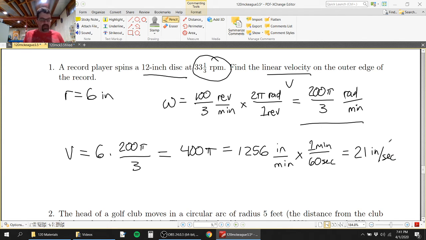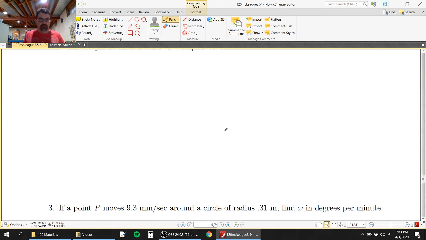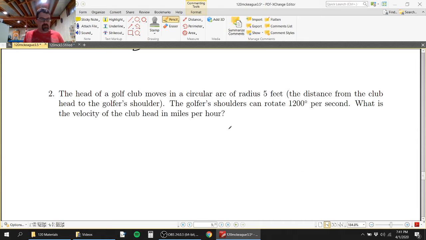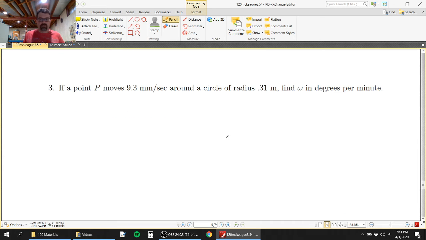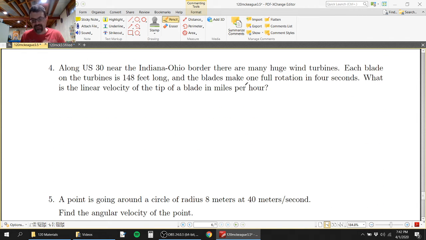Okay. Like I said, I'm going to let you guys do number 2. Yep, and I'm going to let you do number 3. Got a little unit change to do with that guy. You're going to find omega, which will come out in radians per minute, and you need to convert that to degrees. I'm going to do number 4.